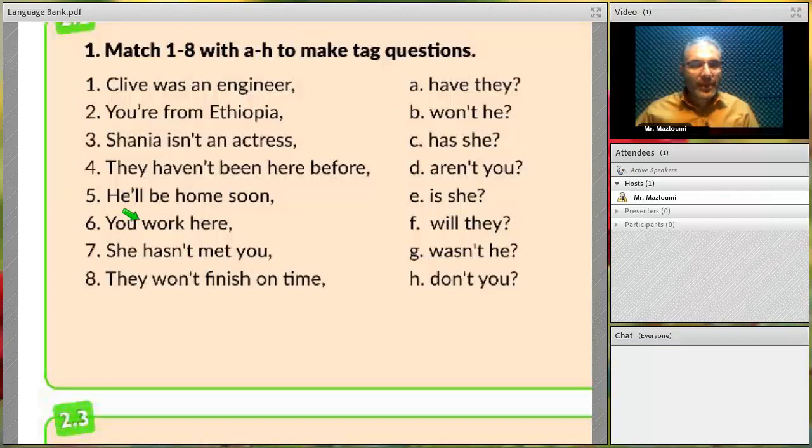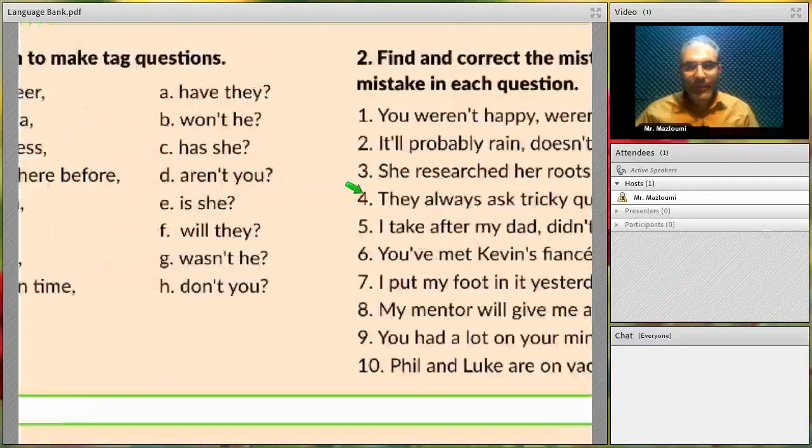Number 6. You work here. Work, simple present. The tag H. Don't you? Number 7. She hasn't met you. Hasn't met. The tag C. Has she? Number 8. They won't finish on time. They won't finish. The tag F. Will they? So they won't, will they?